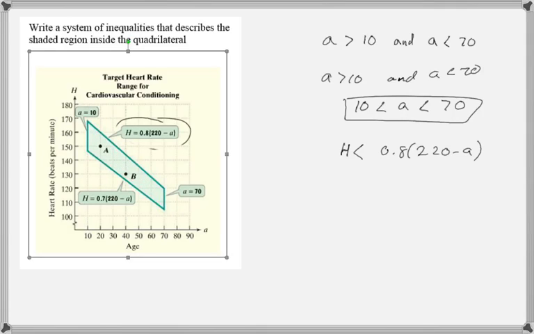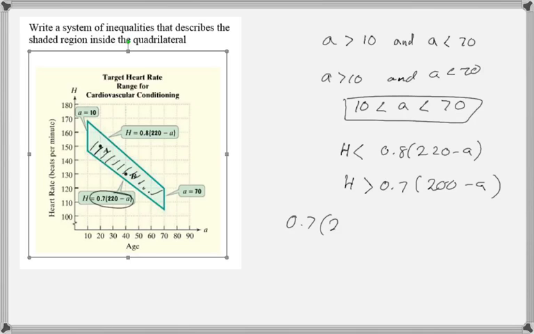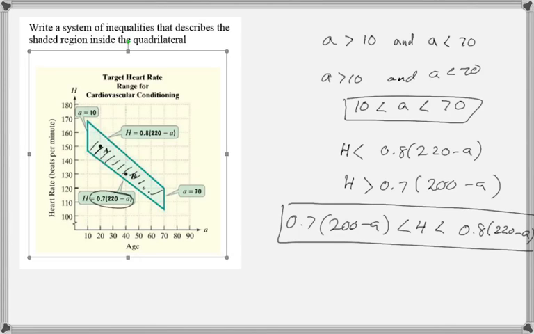Similarly, if I look at the very bottom of the quadrilateral, I have to shade above that. So there my values of h must be greater than whatever describes that line, 0.7 times 220 minus A. And just like before, I can write both of these inequalities using a single inequality. 0.7 times 220 minus A must be less than h, which must be less than 0.8 times 220 minus A. Ran out of room. And those two compound inequalities together will describe the shaded region.